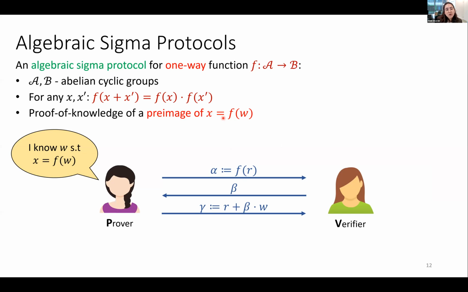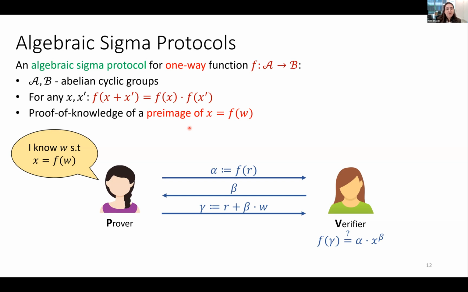The structure of such a protocol is as follows. The prover samples some random R and sends to the verifier f on R. The verifier samples some challenge beta and the prover responds with gamma equals R plus beta times W. The verifier accepts if and only if f on gamma equals alpha times x to the beta. This may seem very familiar, since the Schnorr protocol is an algebraic sigma protocol, where the function f on x equals g to the x.